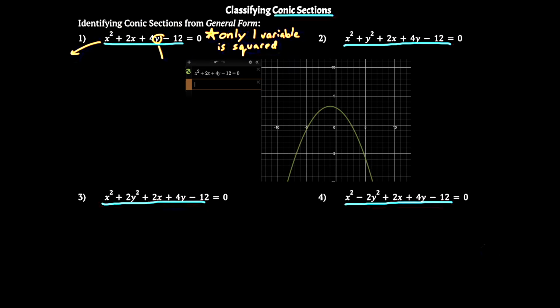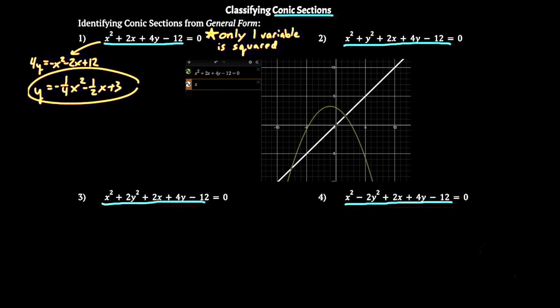Since there's just one y variable there, it'll be really easy to get it alone, whereas there's two x variables. But I could subtract an x squared over to the other side, subtract a 2x, and add a 12. And then if I just divided everything by 4, it would get a little messy here. I'm going to write this as negative 1/4 x squared minus 1/2 x plus 3. And this is just a parabola.